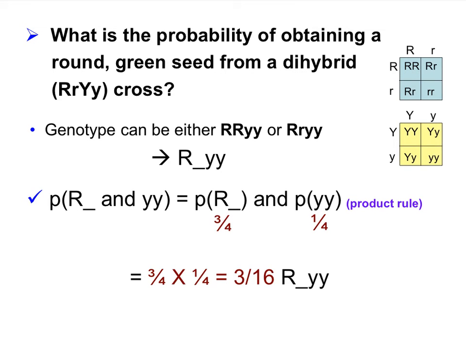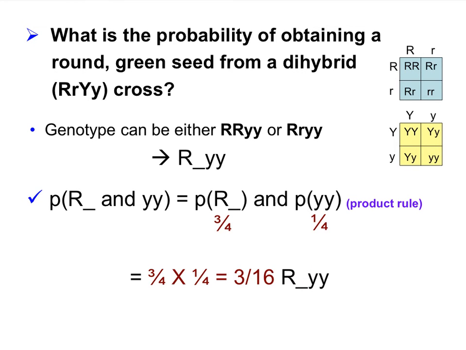All right, so the next question is, what is the probability of obtaining a round green seed from a dihybrid cross? Now let's think about it. Round green seed. So green is little y, little y. It's the only way to get it. Round, it could be 3 ways, so it's 3/4. So to get round and green, you get 3/4 times 1/4 equals 3/16.